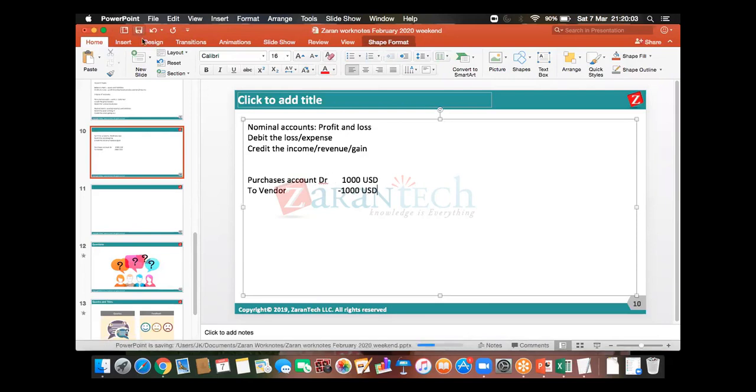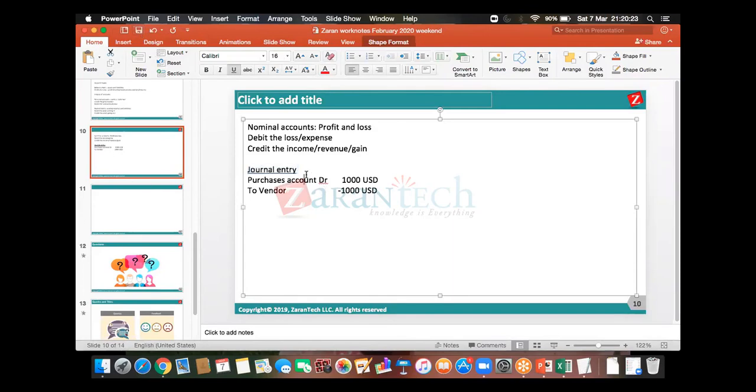Now this is said to be a journal entry. See, the difference is there. I'm saying journal entry, not the general entry. Both are different. Journal entry is different from general ledger. Now let me tell you the difference. I'll come to that later.